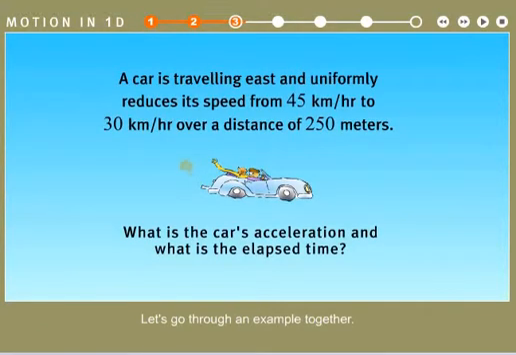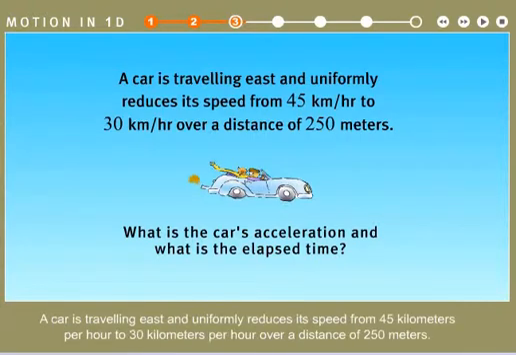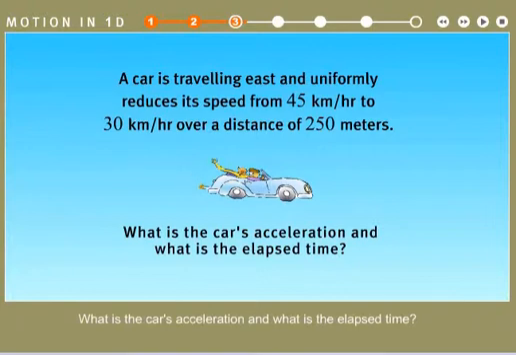Let's go through an example together. A car is traveling east and uniformly reduces its speed from 45 kilometers per hour to 30 kilometers per hour over a distance of 250 meters. What is the car's acceleration and what is the elapsed time?